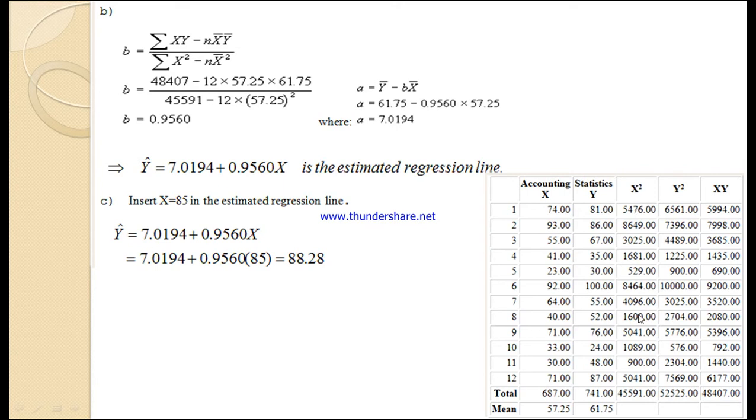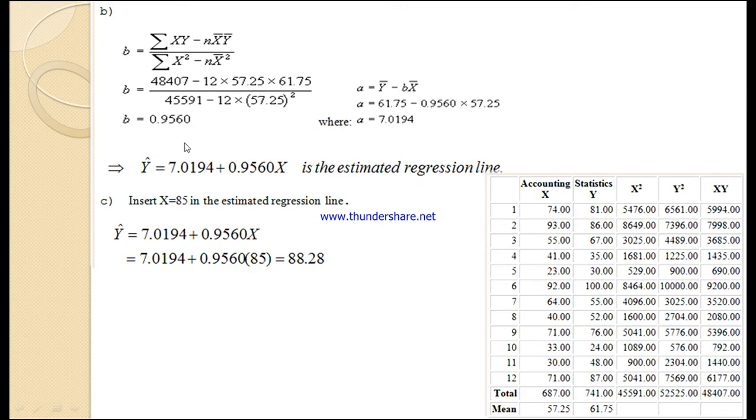This is the x square column. The total of this column shows a figure of 45,591. So here we take the result, then minus n, which is 12, times x bar square. X bar here is 57.25, so we square it, and finally we get 0.9560. This is the value of b.